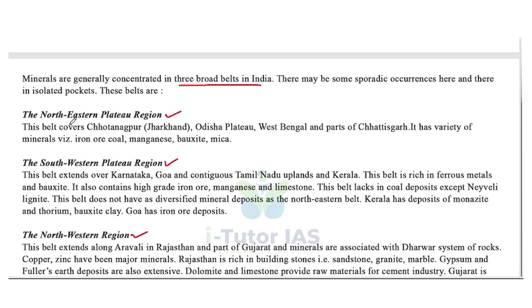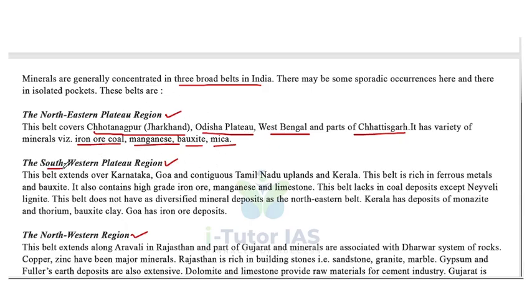First one, the northeastern plateau region. This belt covers Chota Nagpur, that is Jharkhand, then Odisha Plateau, West Bengal and part of Chhattisgarh. It has a variety of minerals, such as iron, coal, manganese, bauxite, mica. So these are some of the minerals present in this region.